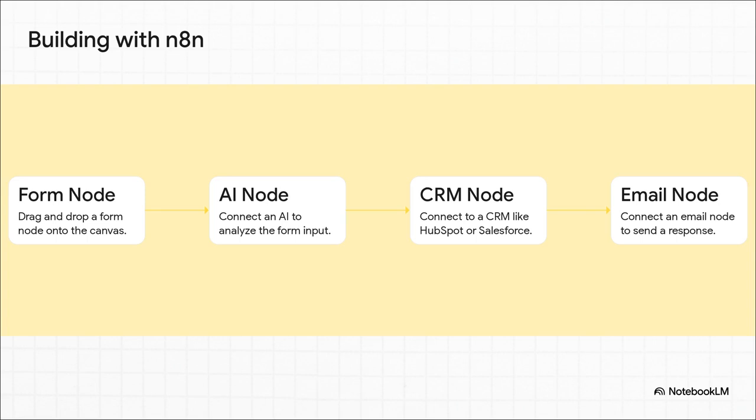You start with a totally blank canvas. You, the chef, have to drag in a form node. Then you have to connect that to an AI node. Then connect that to your CRM node. And then finally connect it to an email node. You are building the logic piece by piece from the ground up.